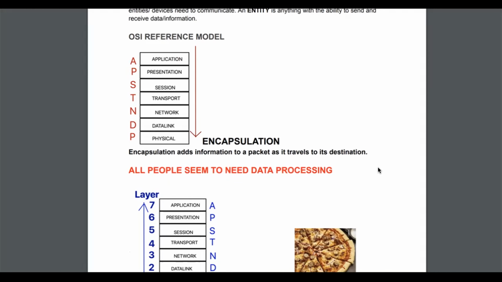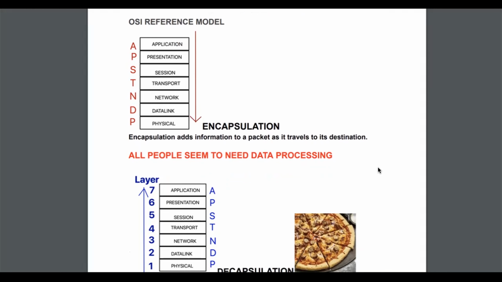So now we're moving on to the OSI reference model. The last time I talked about the OSI reference model, I did not explain each layer. So right now, we're going to have a deeper explanation. We have the application layer, the presentation layer, the session layer, the transport, the network, the data link, and the physical layer.